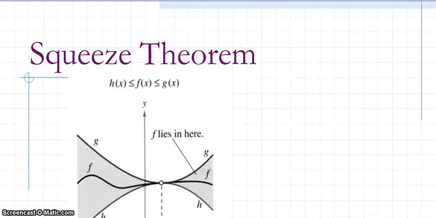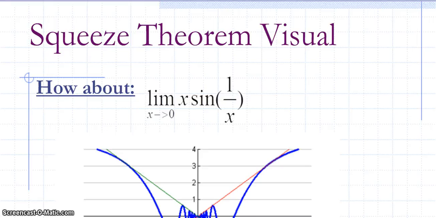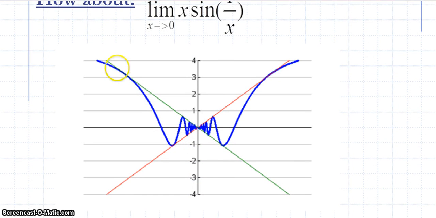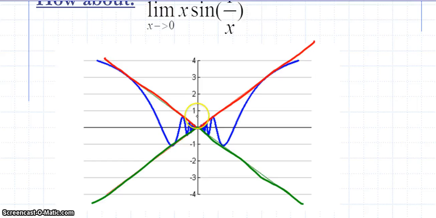And I can visually see that here. So here's the same function, but now this line here would be the absolute value of x, and this line here would be negative absolute value of x. And so at 0, I can see that those are going to equal 0, and therefore x sine of 1 over x is also going to equal 0.